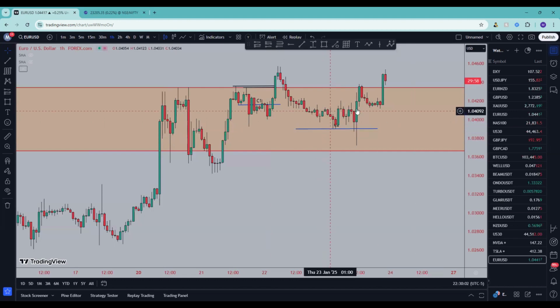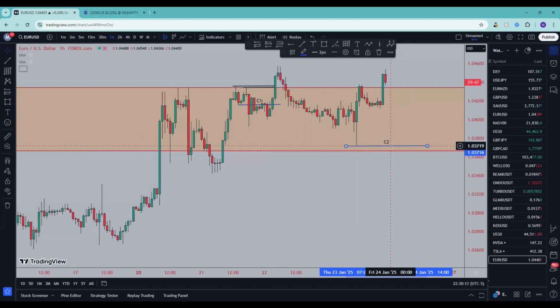Then finally price came down. You see that it didn't break it. So this is my new place for my second change of character. Now price has gone up again, seeking all this liquidity, taking liquidity off these highs. These lower highs are taking liquidity off them. It has even swept this one off.